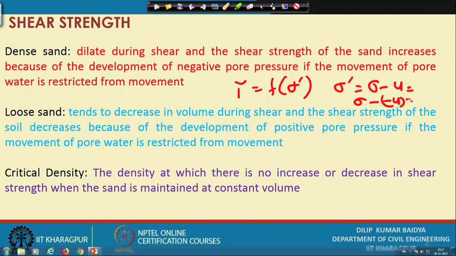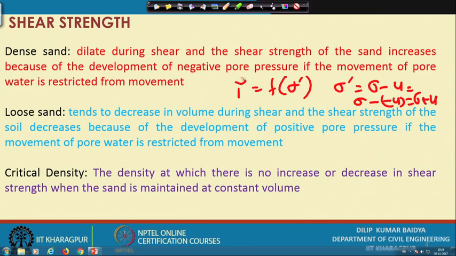So, tau is a function of effective stress, and effective stress is equal to sigma minus u, and because u is negative, it is sigma plus u. So, when you conduct a test on dense sand, because of this volume increase, the pore pressure will be negative, as a result it will give you an increase in shear strength.